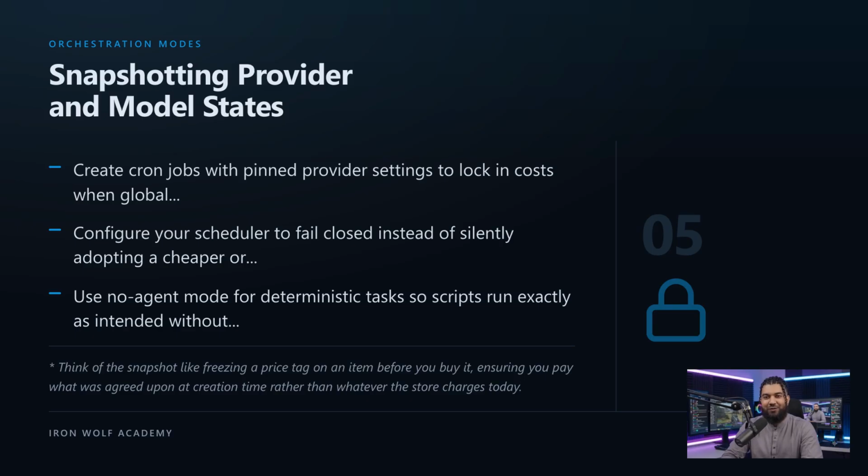When you're orchestrating these workflows, you need complete predictability over your costs and execution. That's where snapshotting provider and model states comes in. Just like freezing a price tag before you make a purchase, snapshotting locks in your exact configurations at creation time, protecting you from unexpected shifts in pricing or behavior down the line. To put this into practice, make sure you pin your provider settings when setting up cron jobs so your costs stay locked. You'll also want to configure your scheduler to fail closed rather than silently drifting into different settings. Finally, whenever you're running deterministic tasks, use no agent mode to guarantee your scripts run precisely as intended.